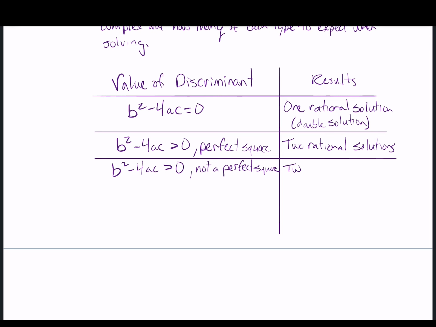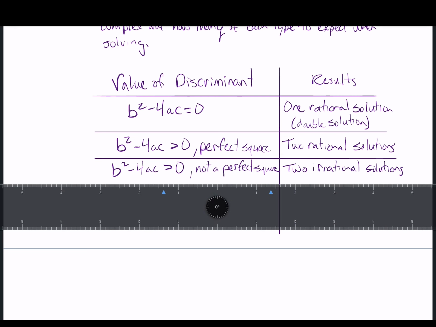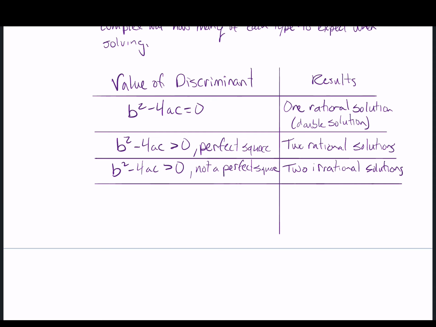Then we get two irrational solutions. And we get irrational solutions because it's not a perfect square. And then the only case that we have left is when b squared minus 4ac is less than 0. And when that's less than 0, that means that the part of the solutions that is under the radical is negative. That means we get two complex solutions.